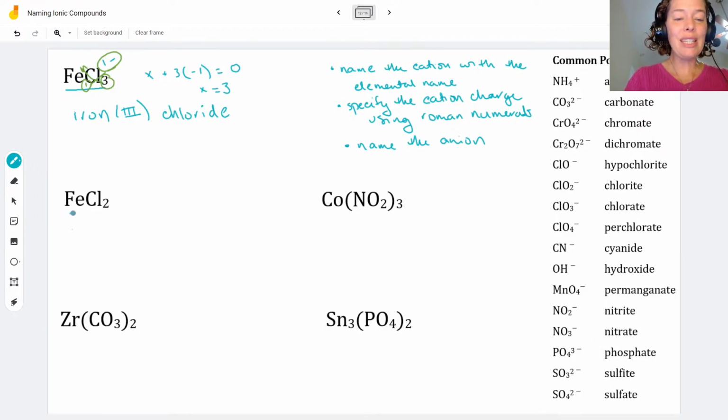So now we have a very similar compound, but it's not quite the same thing, right? So this is FeCl2. Again, it's still iron. It's still a transition metal. We can go ahead and name it, but we need to figure out what the charge on the iron actually is. So again, if I call the charge on this iron X, this time I have 2 chlorines. They each have a charge of -1. We have a neutral compound. So that means the charge on my iron is now 2, not 3. So this is iron(II) chloride.